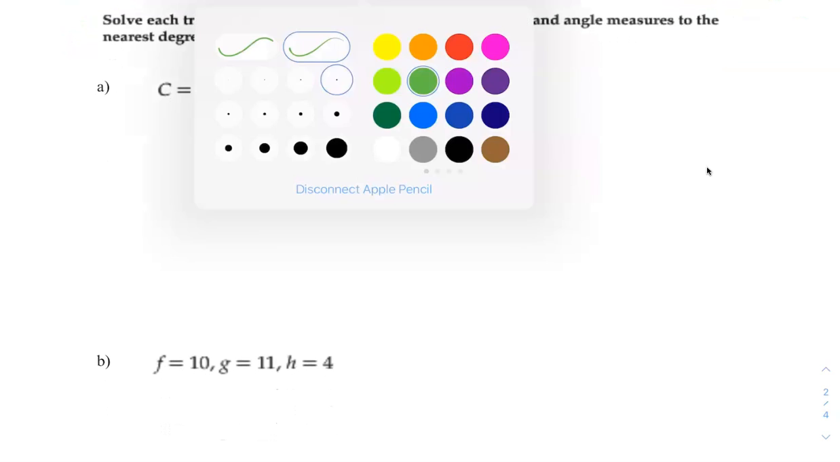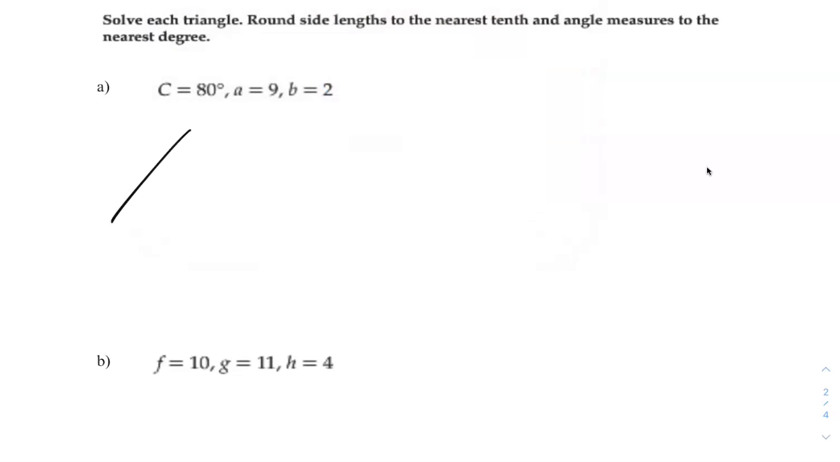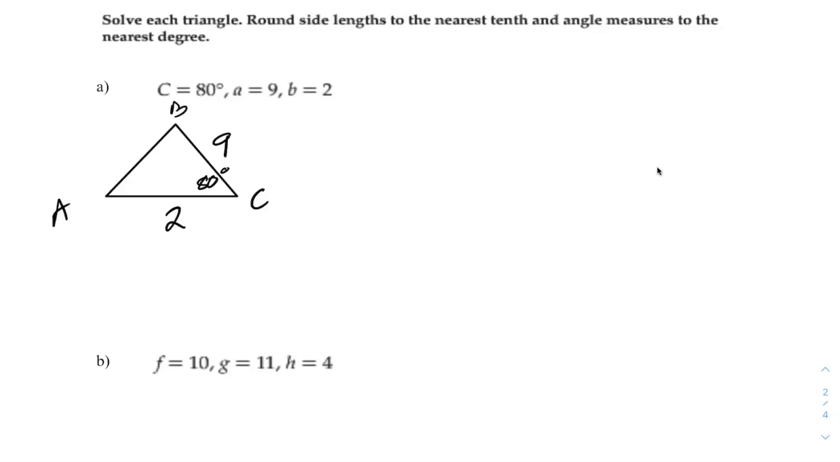Solve each triangle. So I always like to just draw the triangle out first. Okay, so here's my triangle. Label it any way you want to label. C is 80. I keep on saying B is 80, it was C. That's why I was confused. A is 9. B is 2. So you have that. Now is it law of sines or cosines? I see no pair, so it looks like it's all cosines.